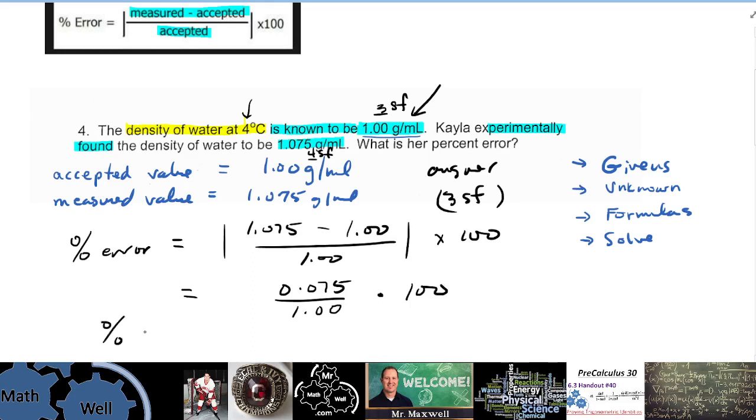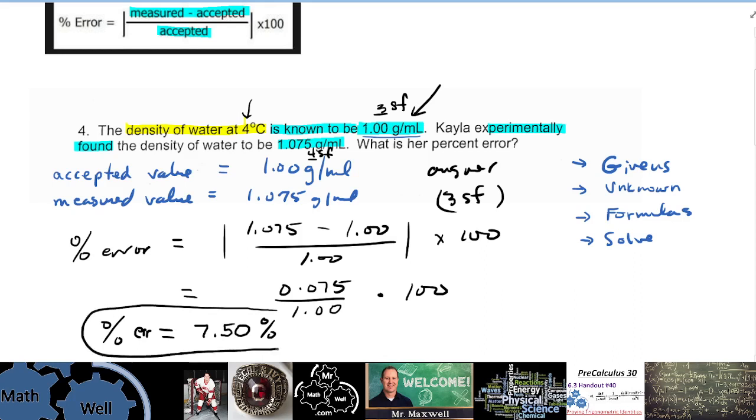And it looks like the percent error here is 7.5. And I can state my answer to 3 sig figs, so I will throw a 0 in there to note that precision. So percent error is 7.5%.